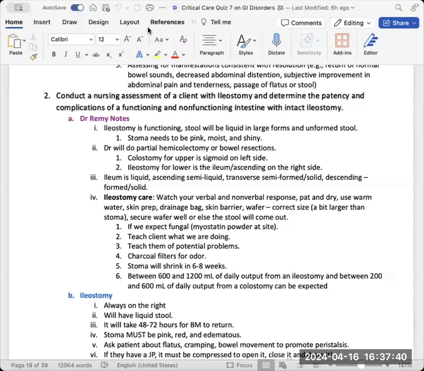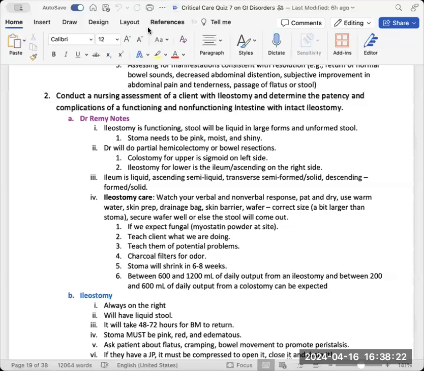We also want to think about ostomy care, specifically for an ileostomy. Regardless of the type of ostomy bag, there should always be skin prep and a drainage bag, making sure you always pat dry the skin when you're changing it. You can use warm water to help clean around the skin barrier. The wafer, which is the circle that goes around the stoma, needs to be the correct size, and you want to secure that wafer, or else the stool is going to come out. So those are different things we need to think about.